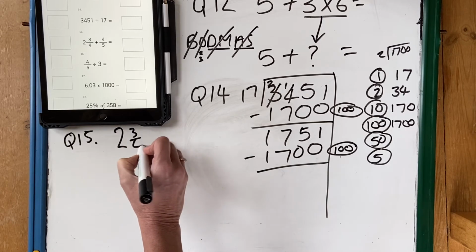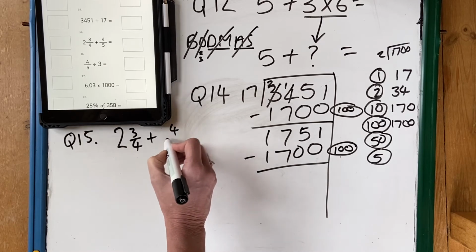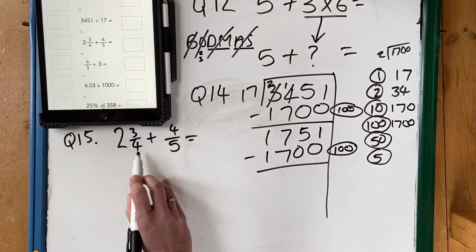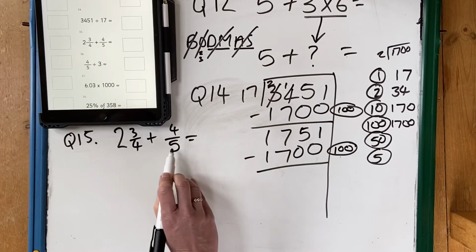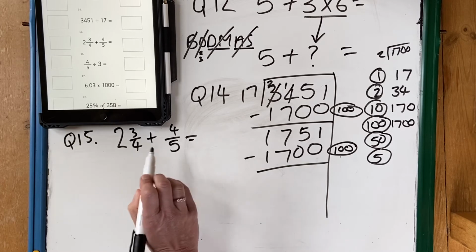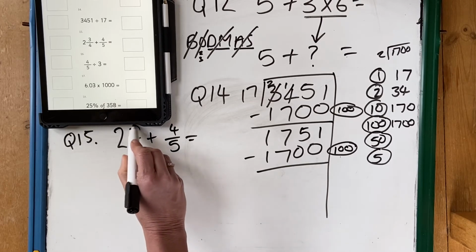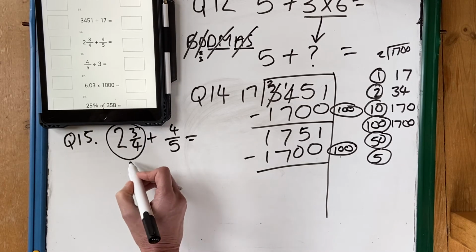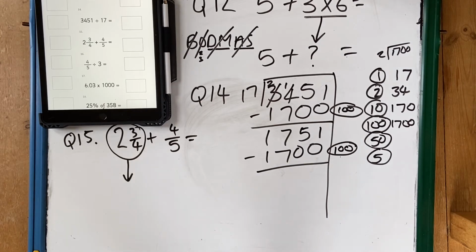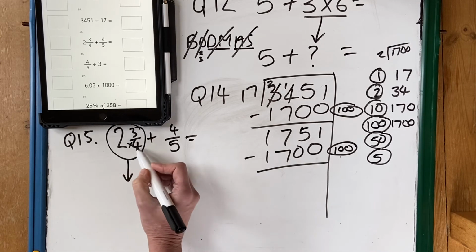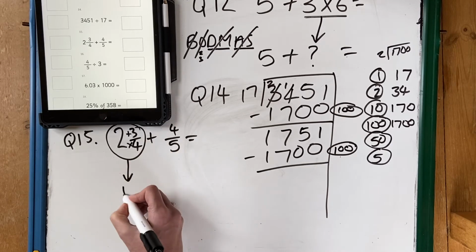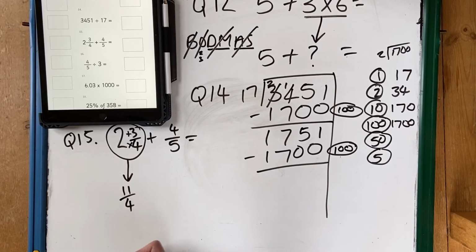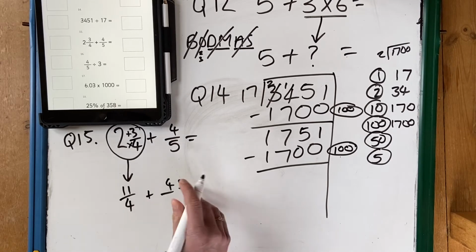2 3/4 add 4/5. Now, when you're adding fractions, you have to make sure that the denominators are the same. So here, they are not the same, so we have to make them the same. But before we make the denominators the same, we need to convert the 2 3/4 from a mixed number into an improper fraction. So 2 times 4 is 8, add the 3 is 11, so there we've got 11/4. And then add the 4/5.